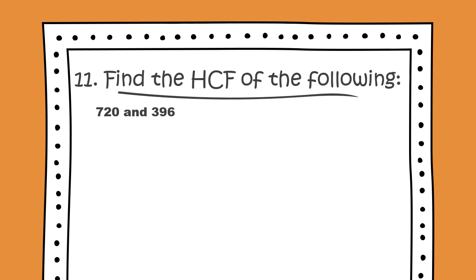In the next question, we have to find the HCF of 720 and 396. Now, to find the HCF, we first have to find the prime factors of these two numbers. Let us first find the prime factors of 720.